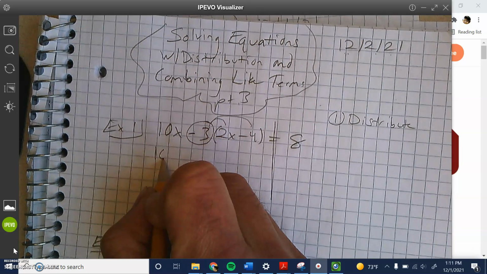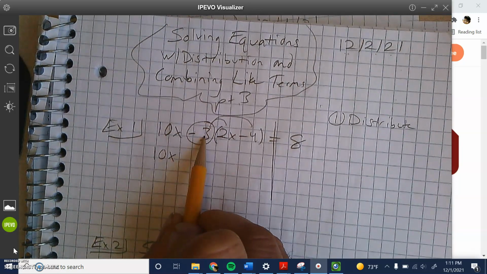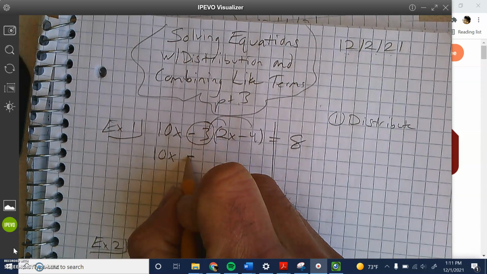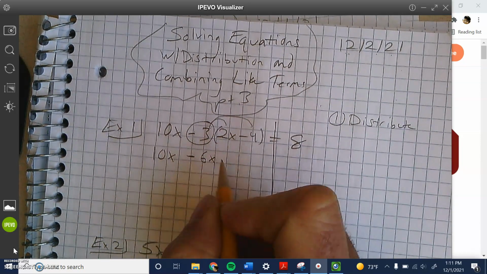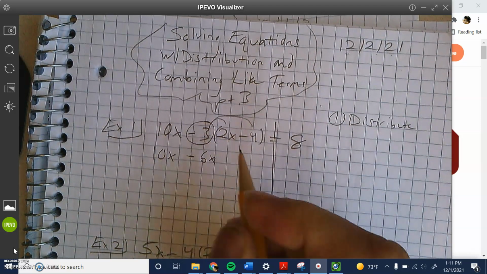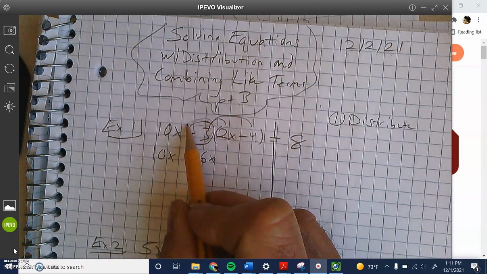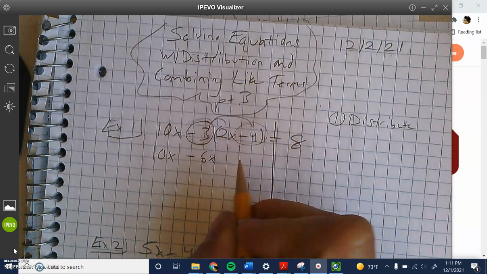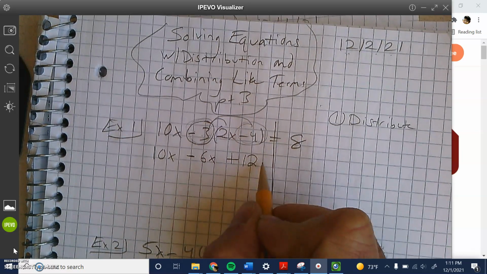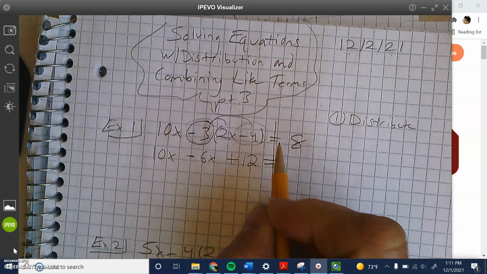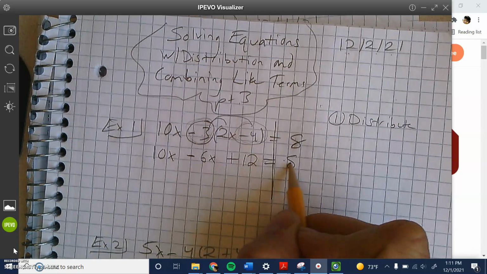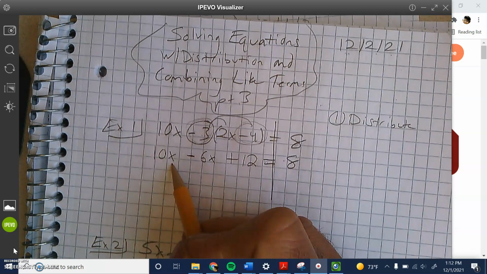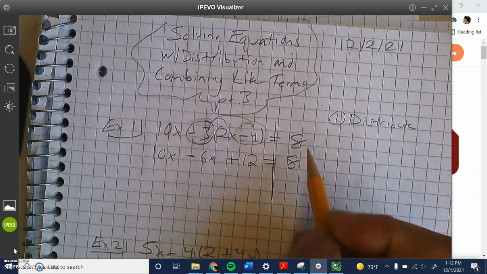The 10x has got nothing to do with it. Write the 10x down. -3 times 2x is -6x. Like that. Okay, so you also have -3 times -4. A negative times a negative is a positive. And that 8 equals 8 is right there. That had nothing to do with it. Just bring it down. So the 10x is brought down. Distributive property.